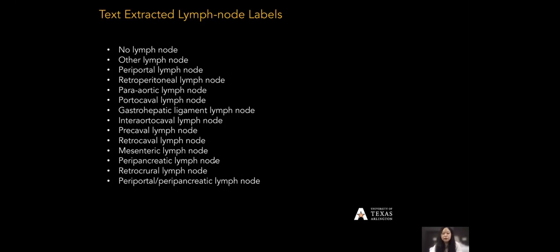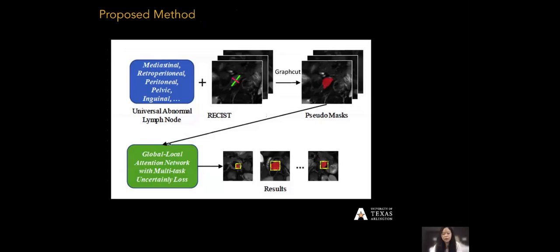Based on their selected keywords, we designed rule-based keyword and label extraction methods to extract the labels from the reports. So here, in this small data set, we extracted these different types of lymph node labels. Besides these labels, the reports also contain RECIST, which measures the rough dimensions of a lesion, for example the longest and shortest dimensions.